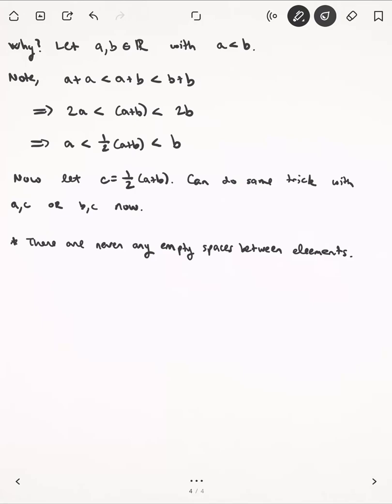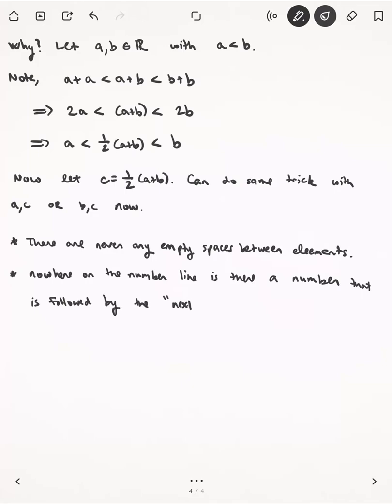And so yeah, there's no empty space between rational numbers. So let me just write down another interesting thing. Nowhere on the number line is there a number that is followed by the next real/rational number. That is, these ordered fields don't have the successor property that we talked about for natural numbers and integers. Okay.